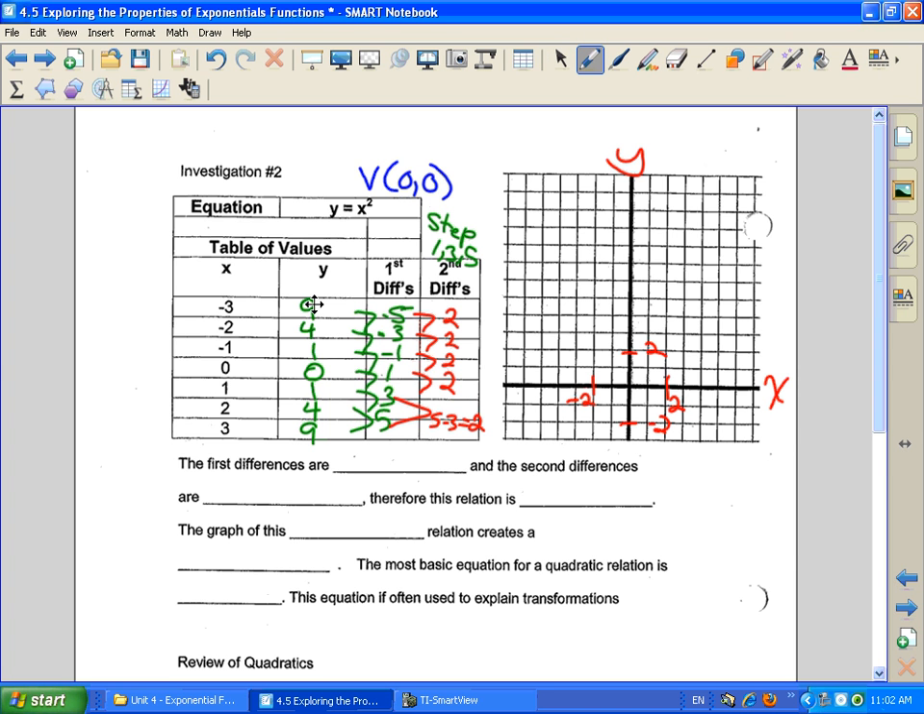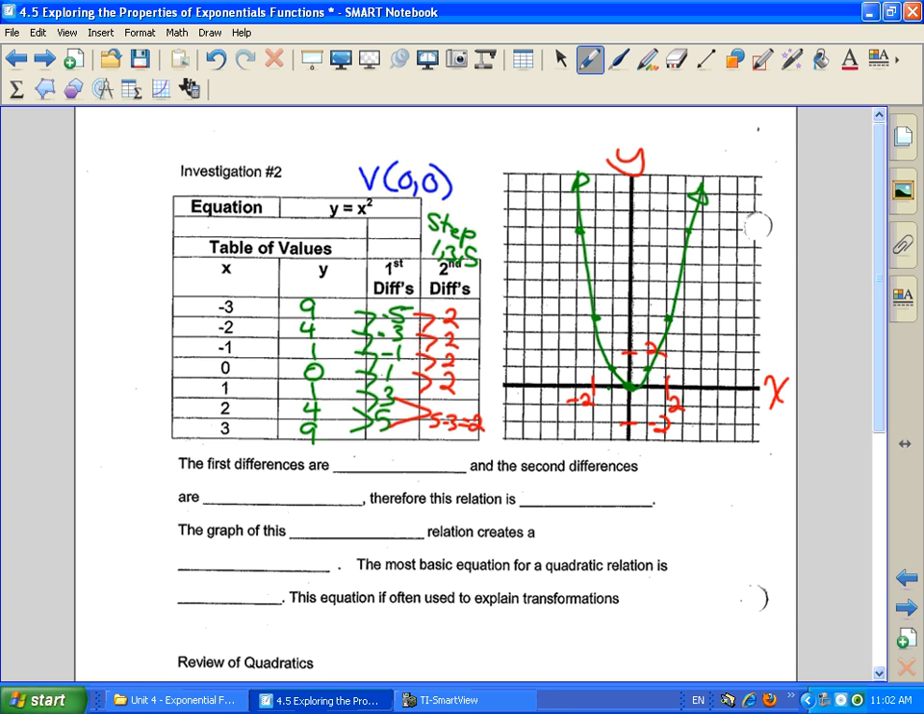Okay, so you could just copy down the values or the ordered pairs, or I find always doing the step pattern works well. We have our vertex at 0, 0. As we go over 1, we go up 1. As we go over 1, we go up 3. As we go over 1, we go up 5. All right, so draw your nice parabola. And let's answer these questions.